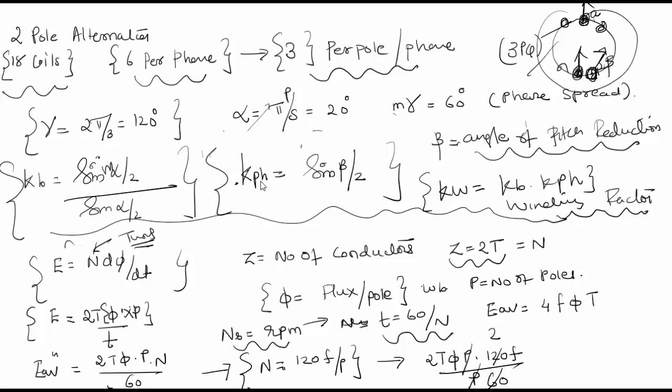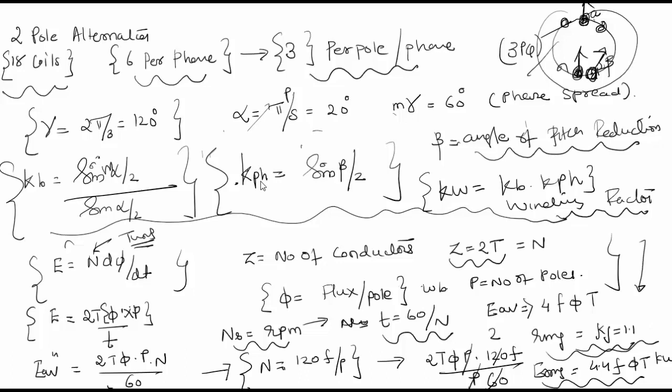And your RMS can be given by multiplying the form factor kf, which is equal to 1.1 if you're considering the AC power, and your ERMS voltage will be equal to 4.4 f phi t. And when you are adding your winding factor, you will get the actual voltage which you are getting if you are having a distributed winding. So this is how to derive for the RMS value.